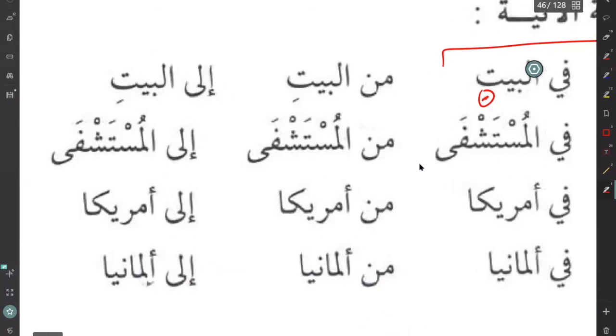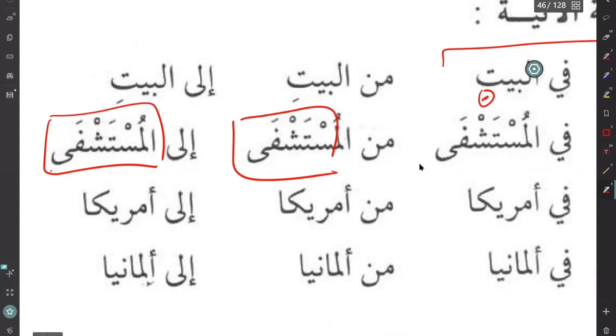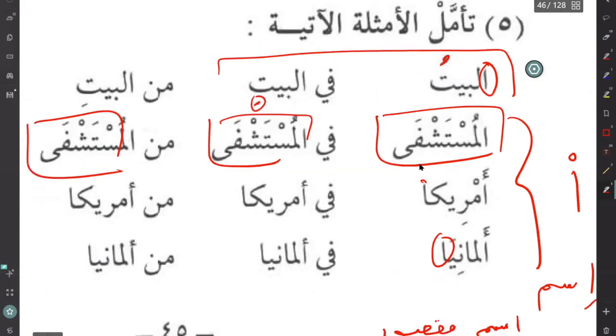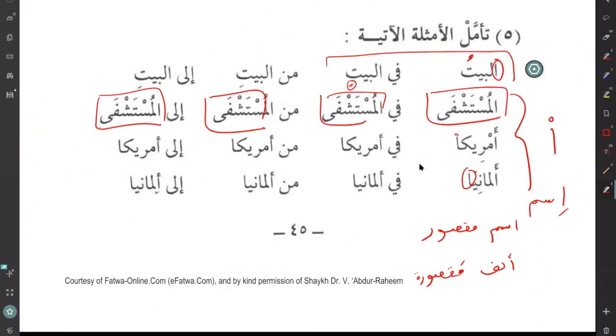So for example, minal bayti, ilal bayti. But minal mustashfa hasn't changed a bit. In every single situation, it's been the same. Same thing goes for America. America, fi America, min America, ila America. Almania, fi Almania, min Almania, ila Almania. All right. Just remember this rule. If you have alif at the end, or alif anywhere, though alif will never be in the beginning anyway, it's always sukun. It cannot take any harakat. So it will never have fatha, dhamma, or kasra.